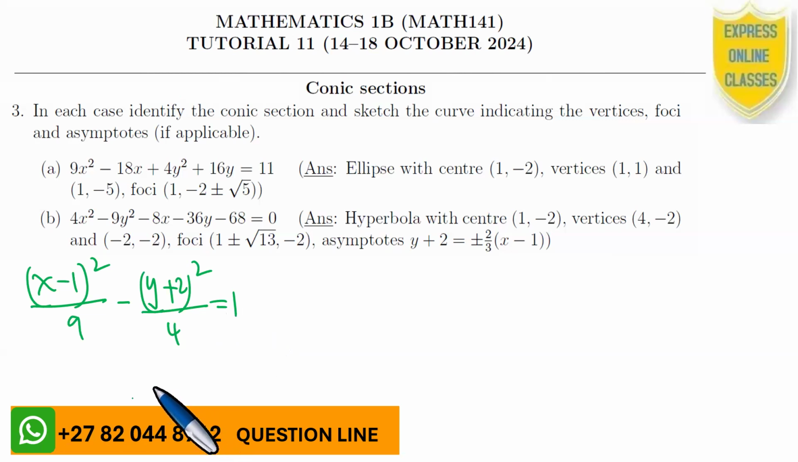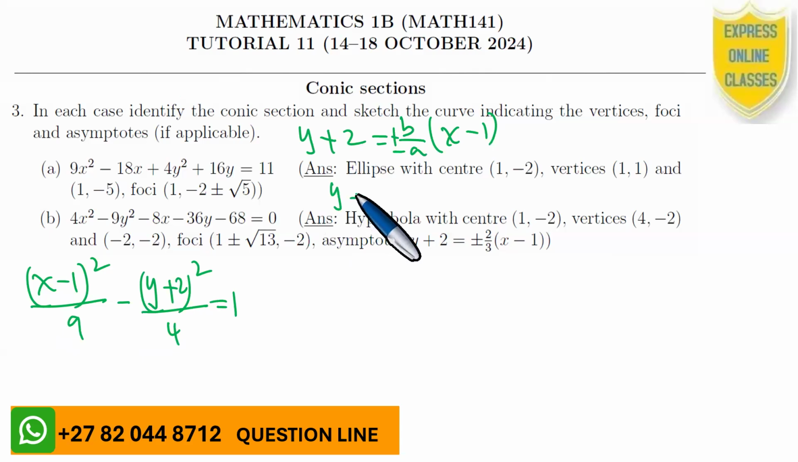Okay. If x comes first, we've already said that it's going to be y plus 2 equals b over a, of course, with plus or minus x minus 1. So y plus 2, then x minus 1. We can easily remember it like this: the a is always the positive one, and the b is going to be the square root of this. So it's going to be plus or minus 2 out of 3, and then x minus 1.